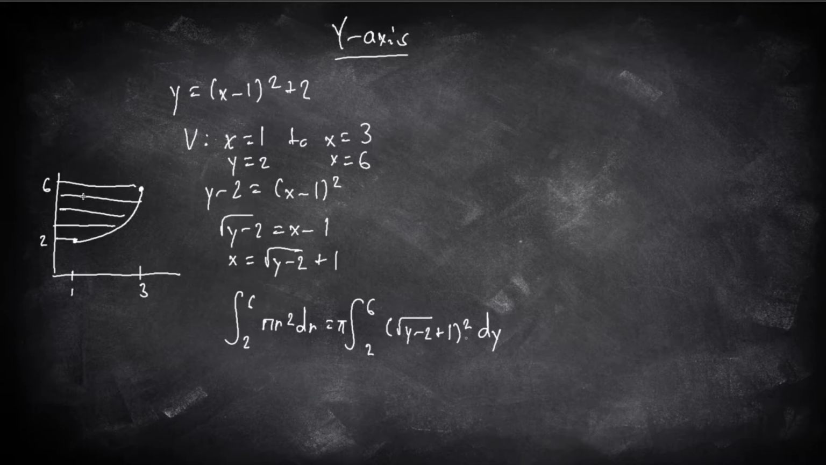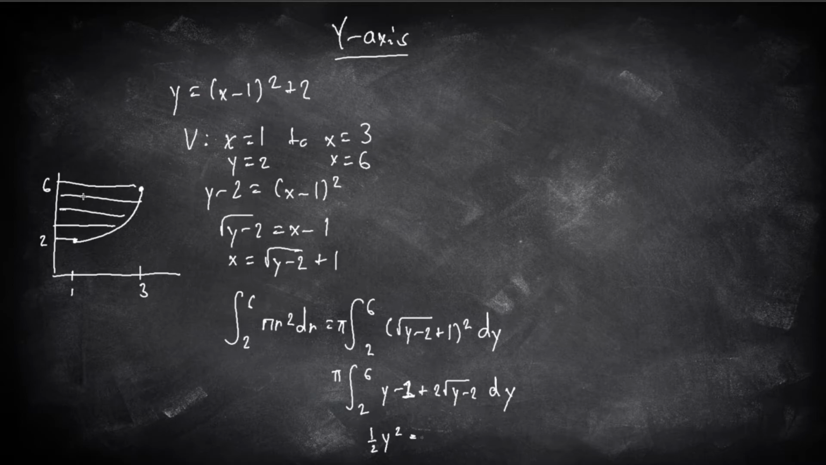So distributing this out, we have our pi, integral from 2 to 6, of the square root squared, so that's y minus 2, plus square root of y minus 2 times 2, and then 1 squared is plus 1. So minus 2 plus 1 is minus 1, dy. Integrating this, we get y squared. The derivative of this is 2y. We want a regular y, so just scale by 1/2.